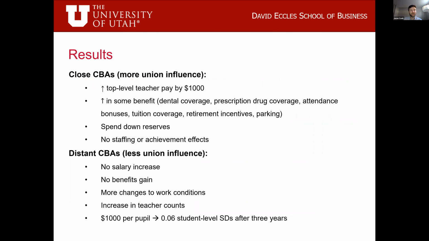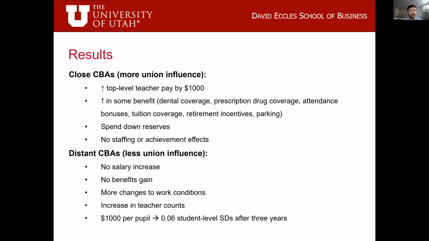Okay, so that was a lot. So let's just recap the different set of results here, and then we'll conclude about on time. So we've categorized districts as districts we think will be experiencing more or less union influence, and the ones that are experiencing more influence, we find that they negotiate higher top level teacher salaries by $1,000. There's increases in some benefits, dental coverage, prescription coverage, and the like. They spend down their reserves faster than districts with less union pressure. And we don't see any staffing or achievement effects in these districts.